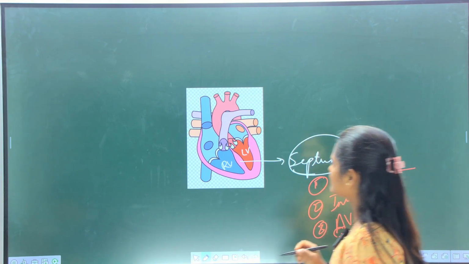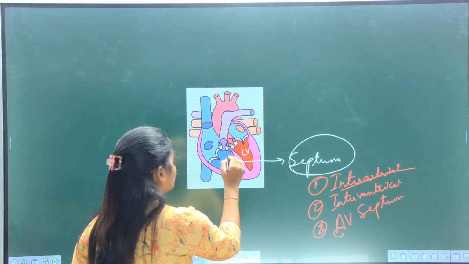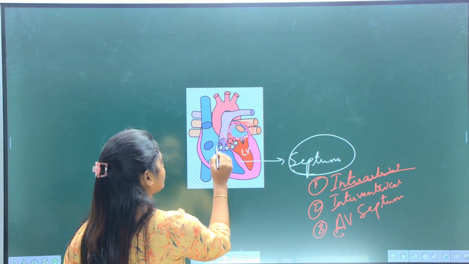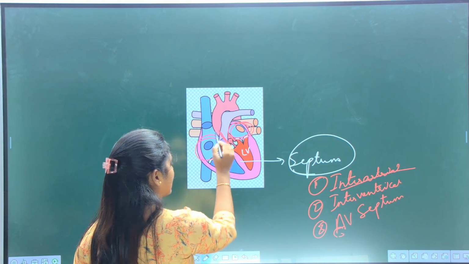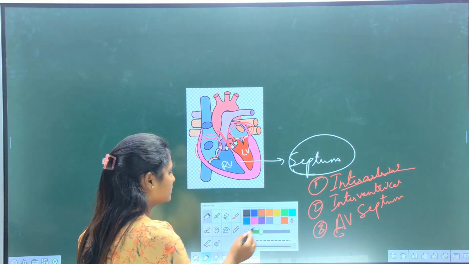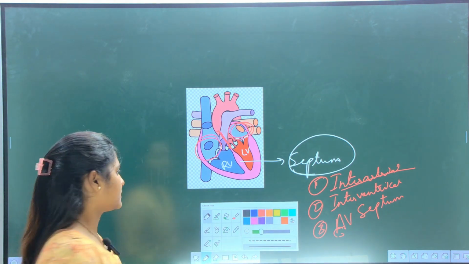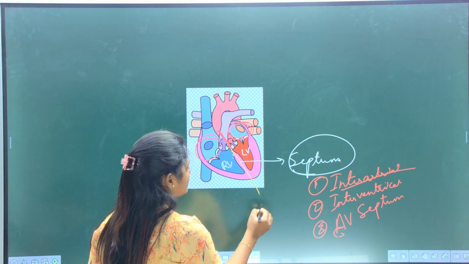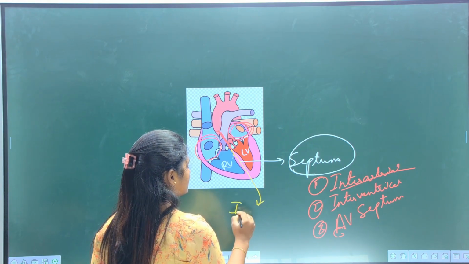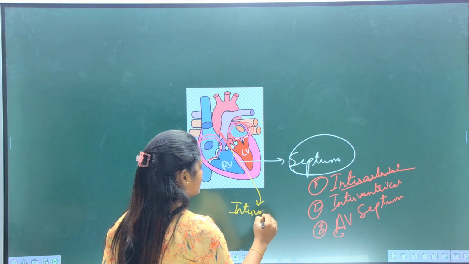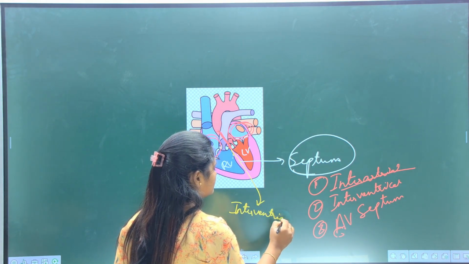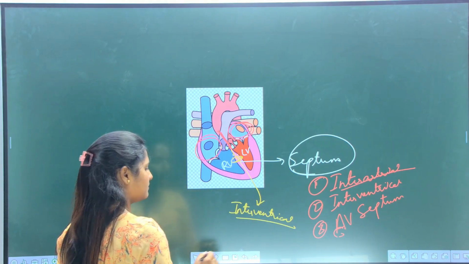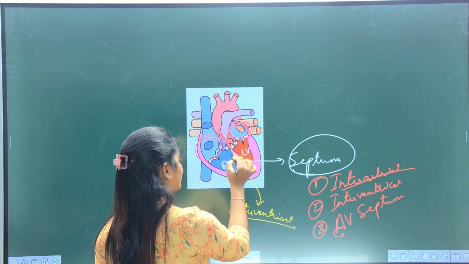So the interatrial septum is present between the left atrium and right atrium. So this is the interatrial septum. And coming to the interventricular septum, between these two the interventricular septum is present. So this is the interventricular septum and this is the interatrial septum.